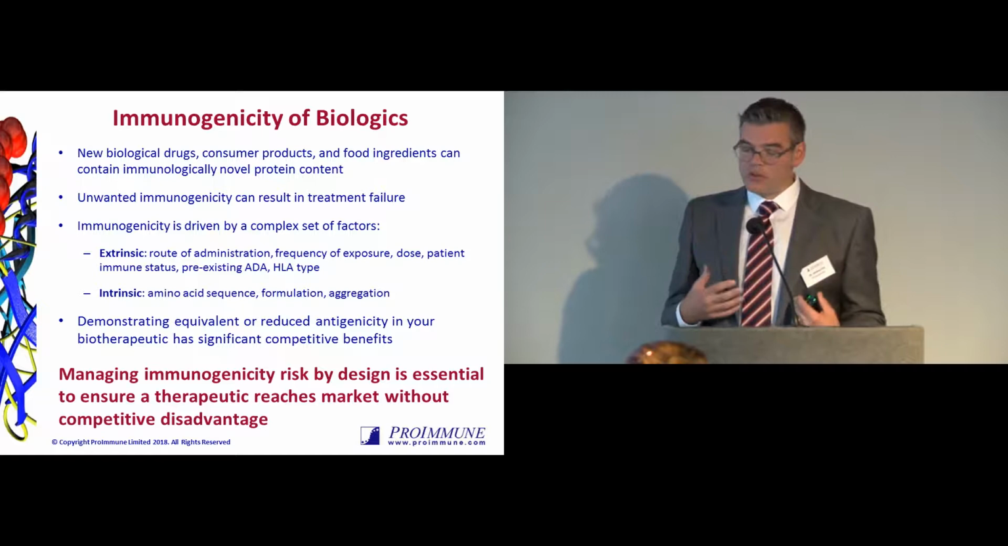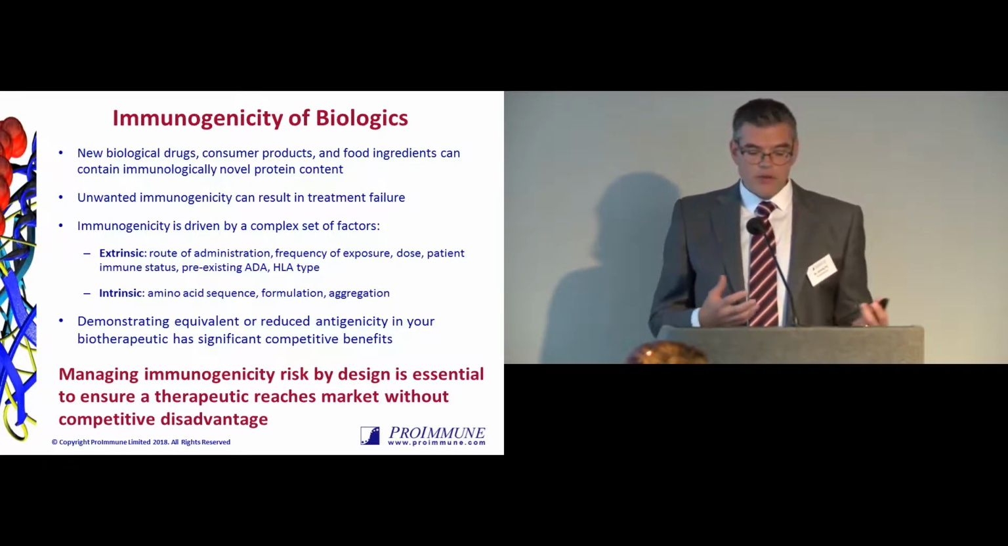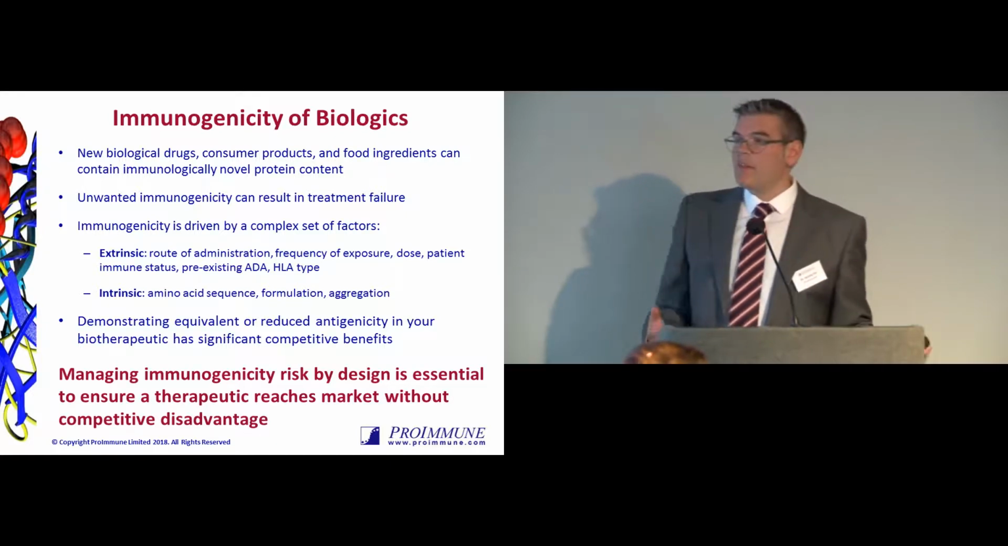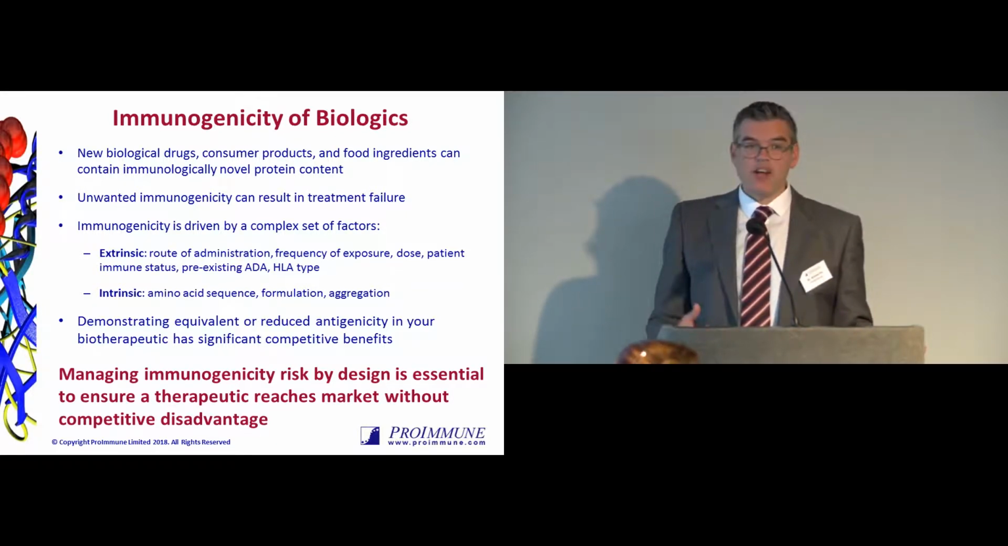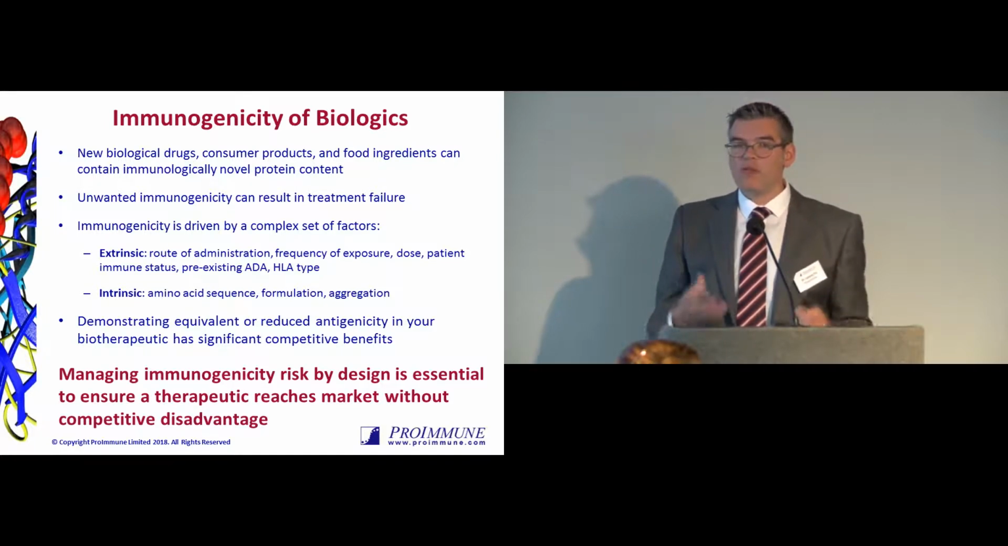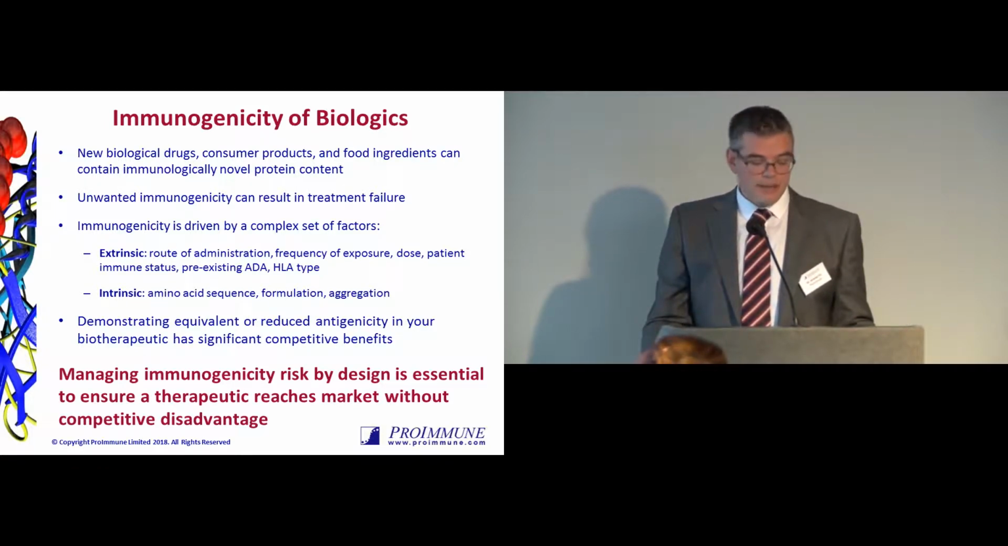So we're talking about the extrinsic elements: the route of administration, how a protein is delivered, how often it's being delivered to an individual, the dose, the patient's immune system status, of course, whether it's hypo or hyper-responsive, whether there are any pre-existing ADAs, whether they're neutralizing or not, and also the HLA restriction of those individuals. These are all a broad set of different factors which come into play and can be very difficult to dissect out what's contributing to the unwanted immune response.